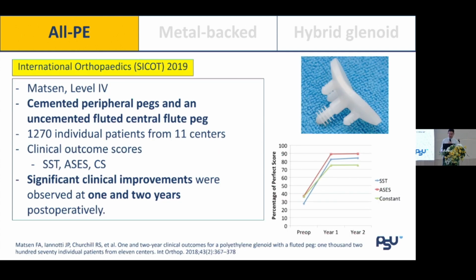In 2019, Meissen analyzed 1,000 patients across 11 centers. The glenoid design had a cemented peripheral peg and an uncemented fluted central peg. The clinical score shows significant improvement at 1 and 2 years postoperatively, highlighting the effectiveness of this fixation technique.